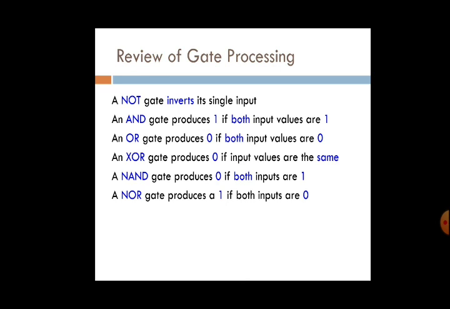Fifth one is for NAND gate. NAND gate produces 0 if both inputs are 1. The truth table of NAND gate is exactly opposite to the AND gate. Last one is for NOR gate. NOR gate produces a 1 if both inputs are 0. It is exactly opposite to the OR gate. This is all about the logic gates.